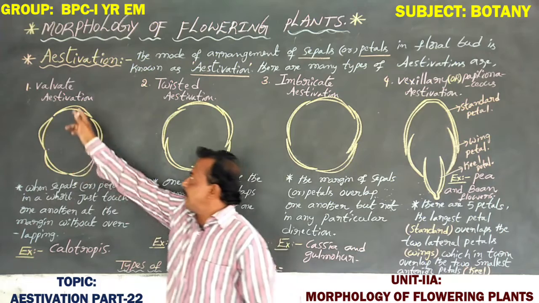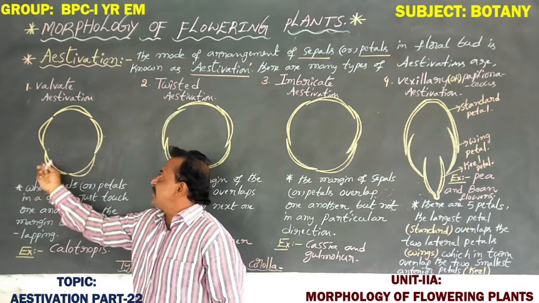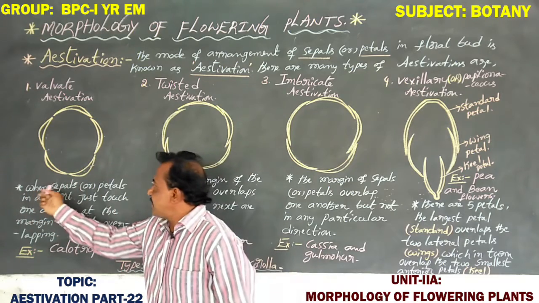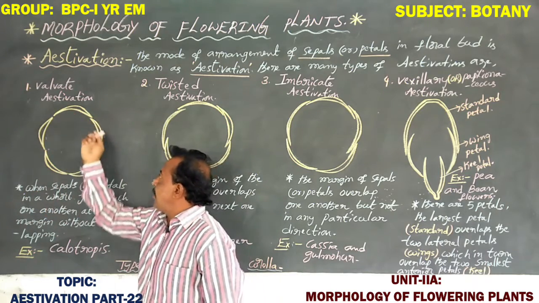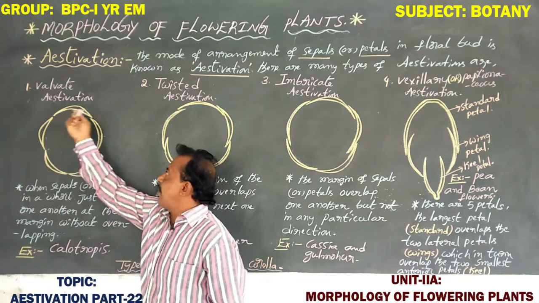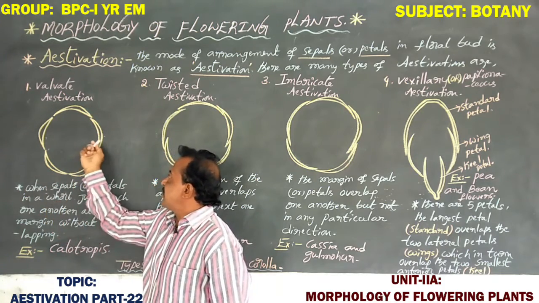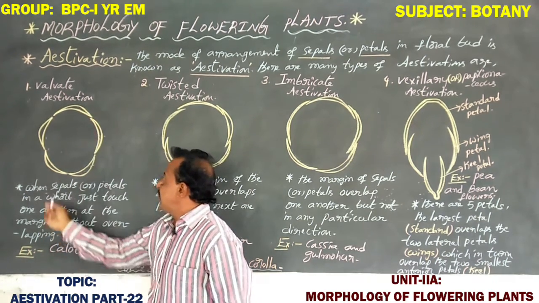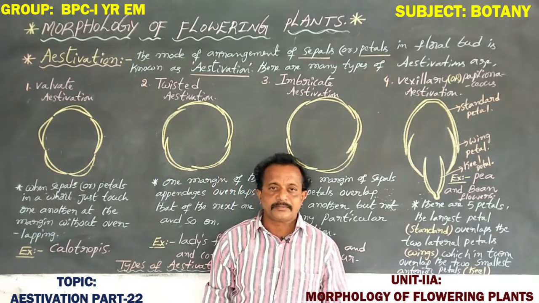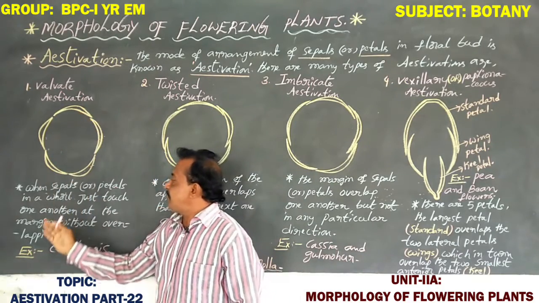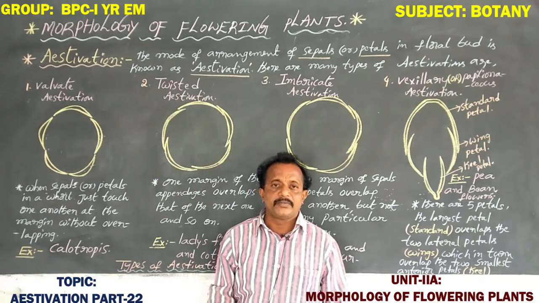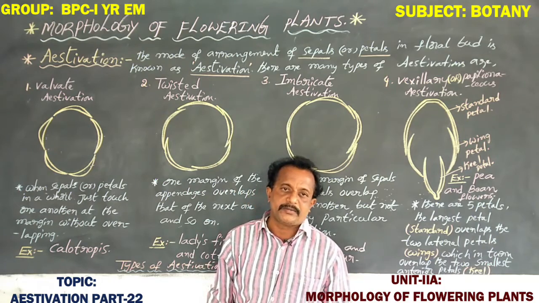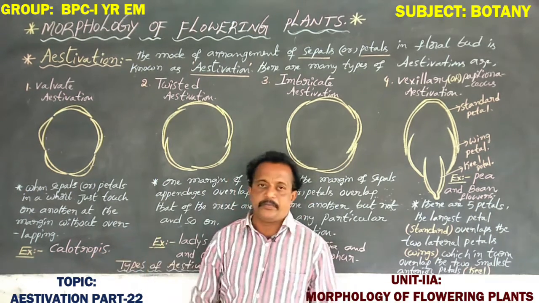Dear students, these are 5 sepals or 5 petals. When sepals or petals are arranged in a whorl, just touching one another at the margin without overlapping. An example for valvate estivation is seen in calotropis, that is gilledu.